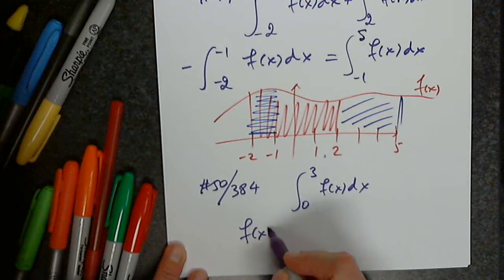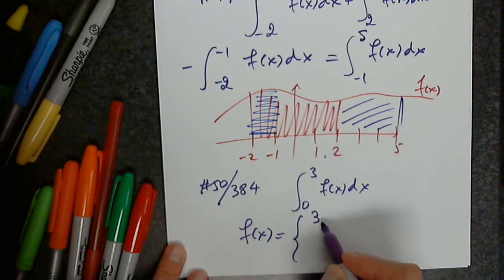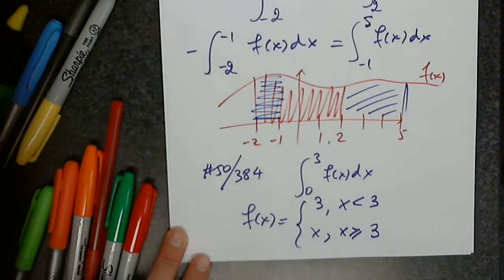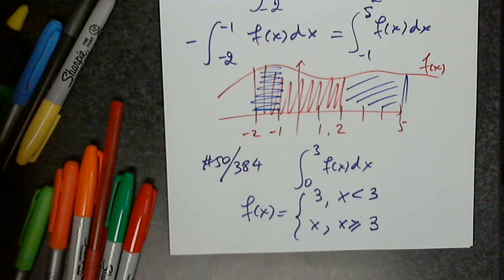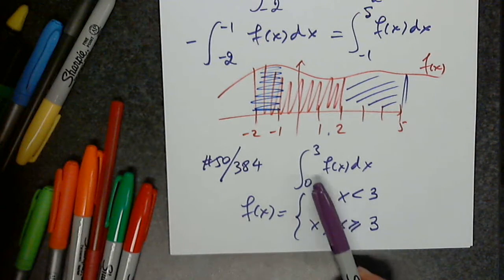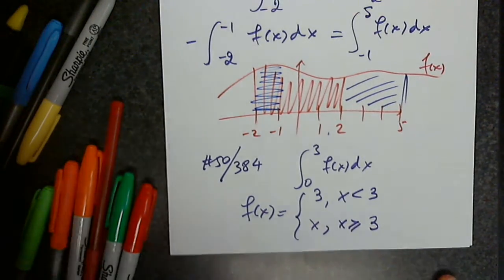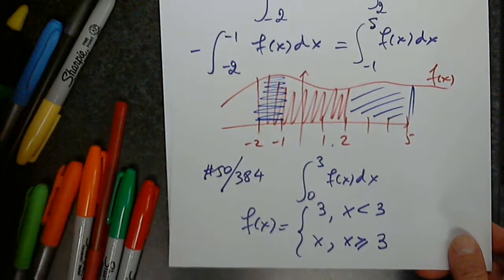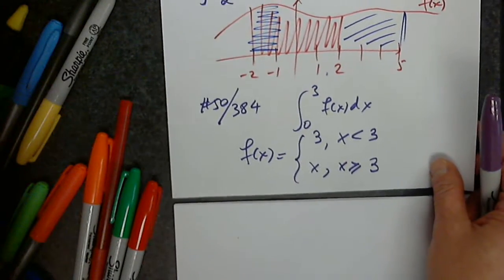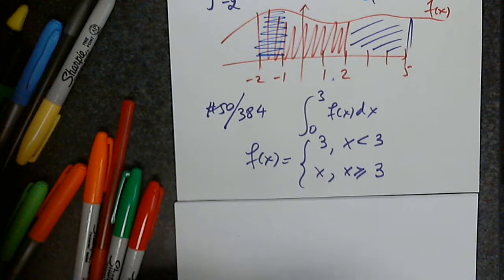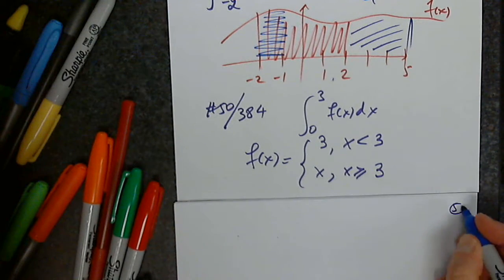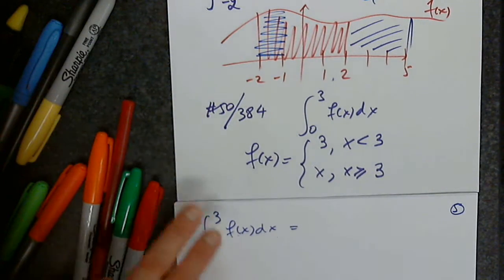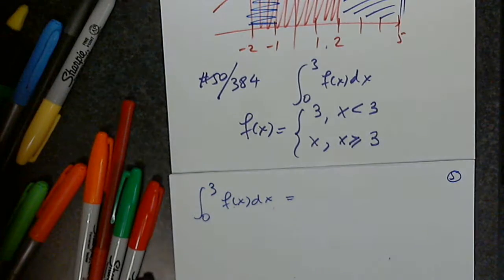If f of x is 3 for x less than 3, and it's x for x greater than or equal to 3. So I'm asked now to find the area between 0 and 3, knowing that f of x is 3 for x less than 3, and it's x for x greater than or equal to 3. Can anyone dictate what I should write for the integral from 0 to 3 of f of x dx, based on one of the properties that we just mentioned?